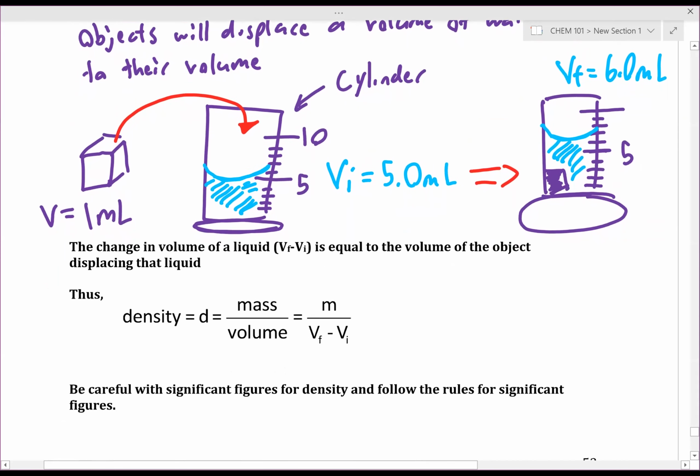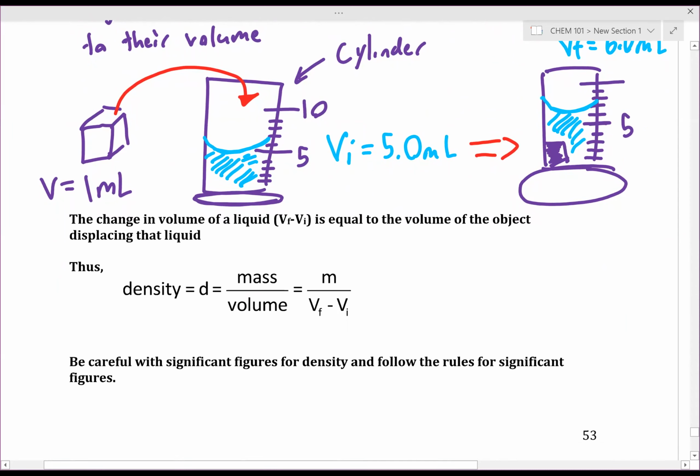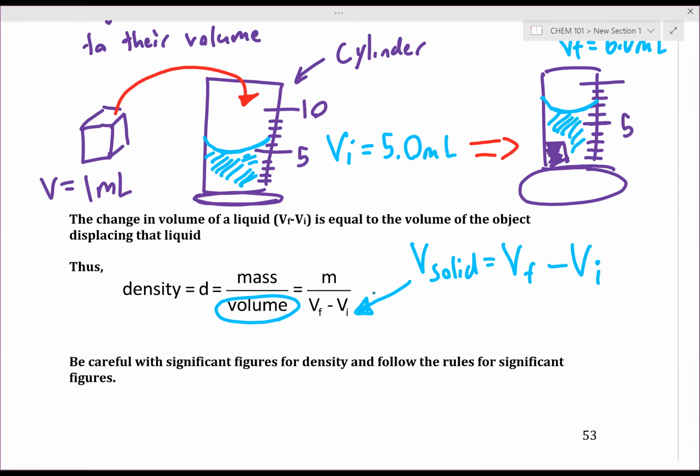So the key thing we've taken away from this discussion is that the volume of our solid is equal to the volume final after we've added the solid minus the volume initial, which is the volume of water before we've added the solid. Since density is mass over volume, for our volume term, we're plugging in this expression. This is how we've calculated the volume of our solid object. Does that make sense?